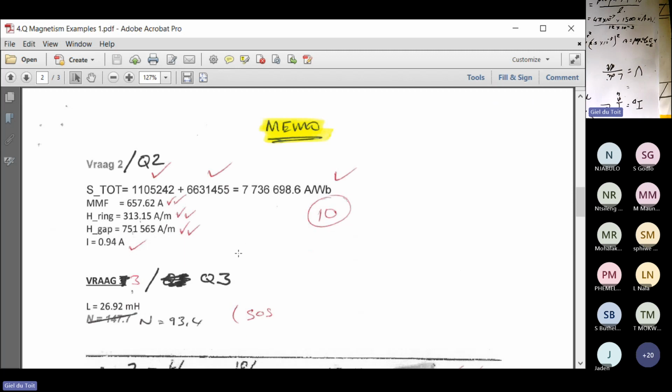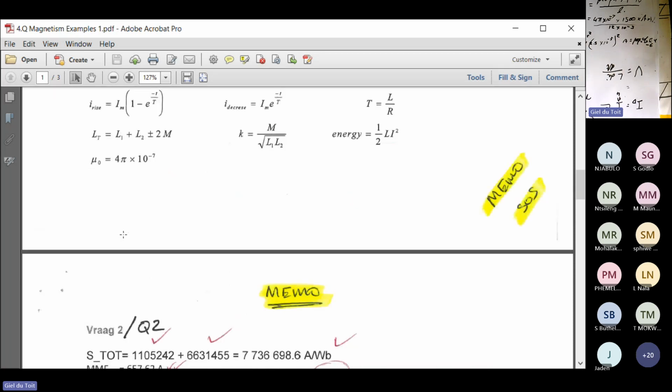So here it is. The reluctance here is 7 million. Okay, the MMF is 657. That is, MMF is NI. And H is NI over L, 313. And the current is 0.94 ampere. Okay. We'll do this one later. I don't expect you to now. I just wanted to show you that it is doable, and this is how you kind of do this thing.